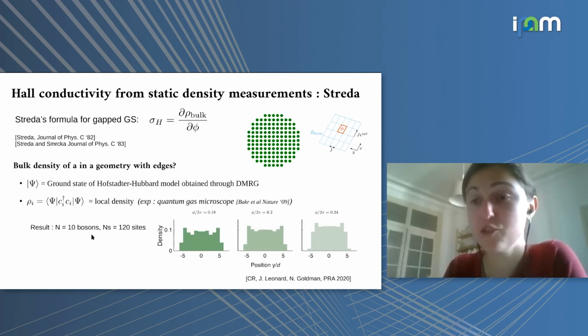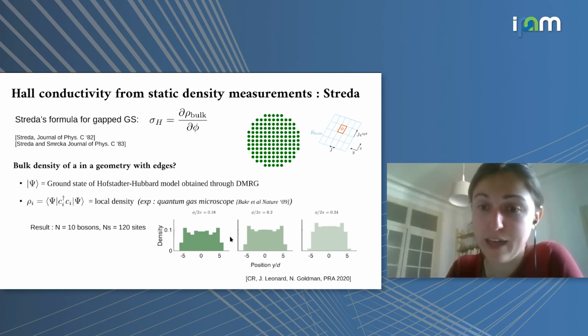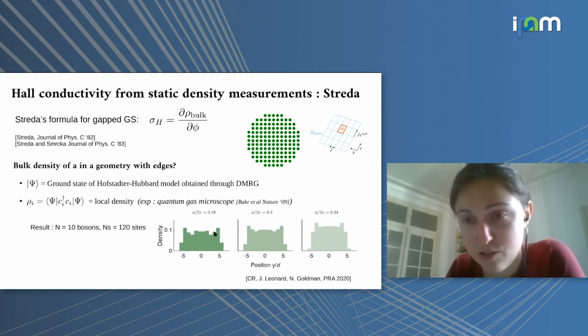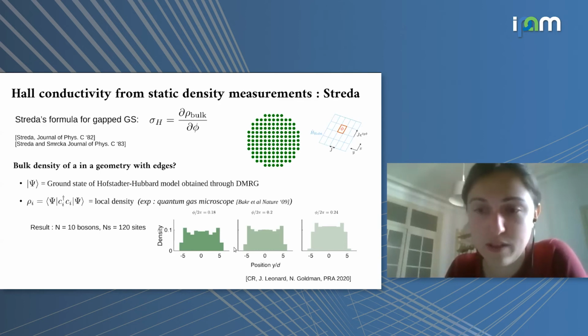So the large U limit of my Harper-Hofstadter-Hubbard model, and 120 sites. Instead of showing you a 2D plot of the density, I'm showing you just a cut for different values of the flux. So you can see that the density changes when you change the value of the flux. It's not quite constant in the middle, but there are very few fluctuations in the central region, and far more towards the edge of the system, as you can expect.